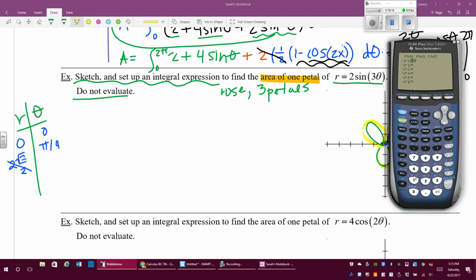You're going to go 2 sine of 3 theta, and I want you to go over here and change this so you get the little path doohickey. Oh, I keep passing it. There it is. And I think I had my window set up kind of funny. So let's go from 0 to 2 pi. And let's zoom 6 this.